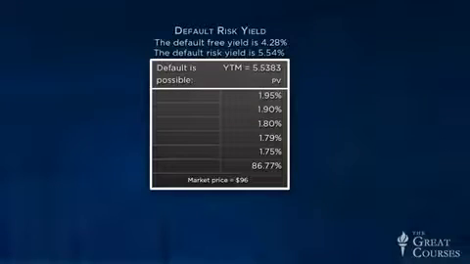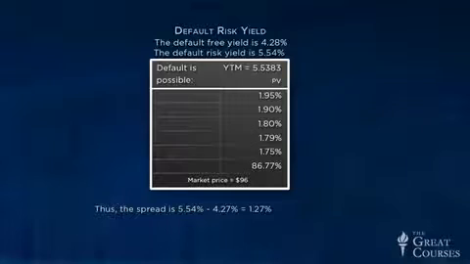The result then is the risky yield. In this case, it's 5.54%. Thus, the spread is going to be what? 5.54% minus the 4.27%, which gives us a spread of 1.27%.